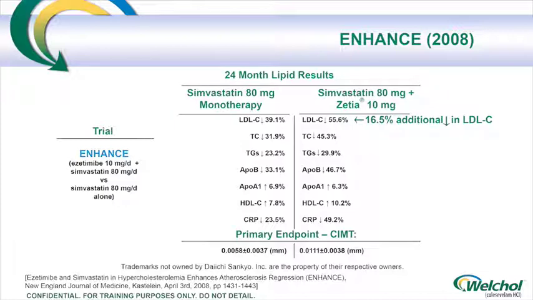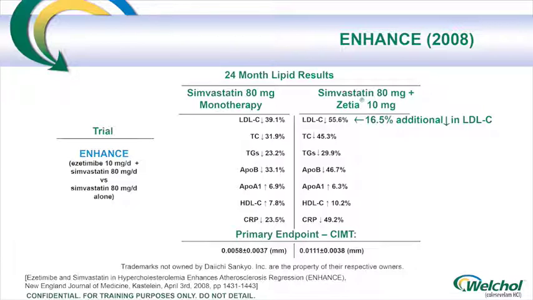dosage strengths of Vytorin, had significantly better reductions in LDL-C, total cholesterol, triglycerides, ApoB, HDL-C, and CRP versus the simvastatin-only group. Despite the additional 16.5% reduction in LDL-C and the improvement in other laboratory values, the combination treatment group did not demonstrate a statistically significant difference in changes from baseline in CIMT, which was the trial's primary endpoint.